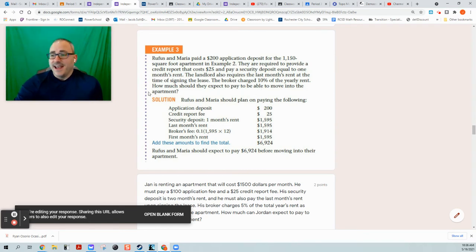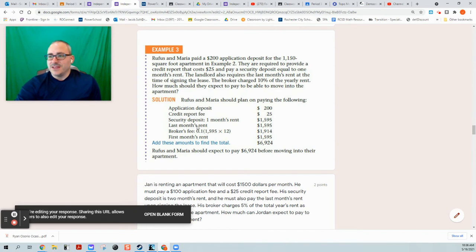Okay, so we just have to add up all these expenses. First, there's an application deposit. That was $200, to review the application. That's pretty steep. A credit report fee is fairly common: $25 to run a credit report. Security deposit, 1 month's rent. This is somewhat common. Sometimes it's 1 month's rent, sometimes it's a flat fee. In this case, it's $1,595. Then they also have to pay last month's rent.